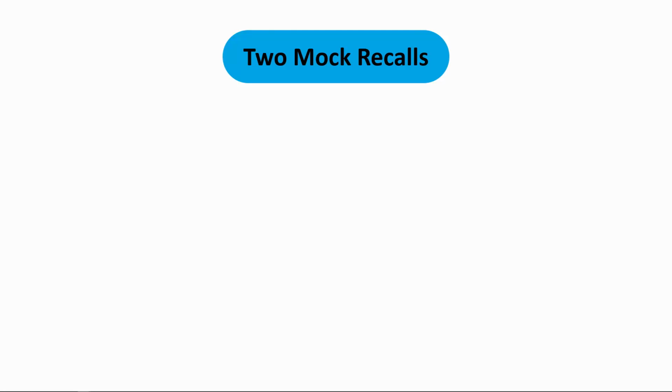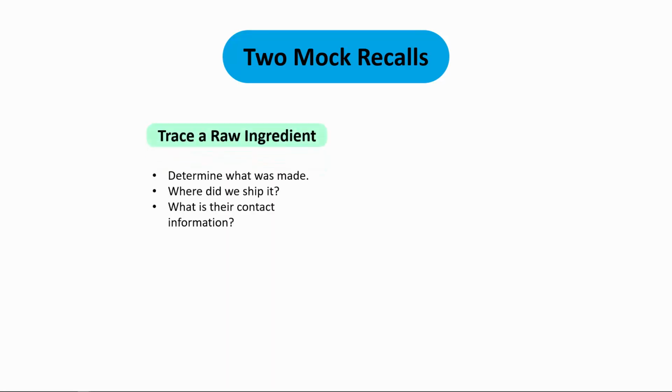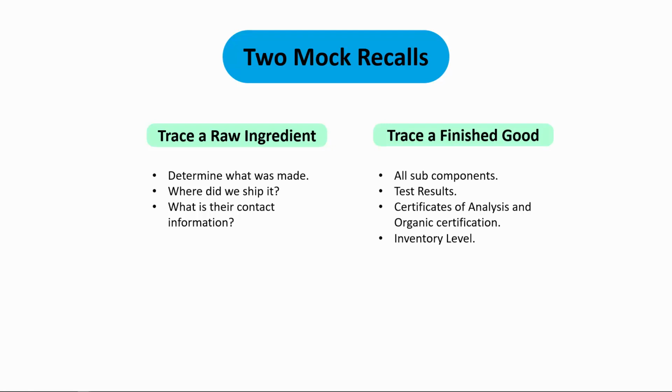In the few minutes we have spent together, we have completed 2 mock recalls. When we trace a raw good, we found everything we made with it, who we shipped it to, and their contact information. When we traced a finished good, we saw all of the subcomponents that made the good, their information and test results, the certificates of analysis, and remaining inventory of all the sublots.